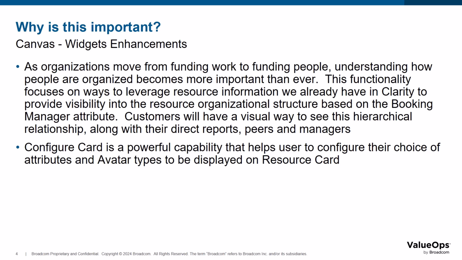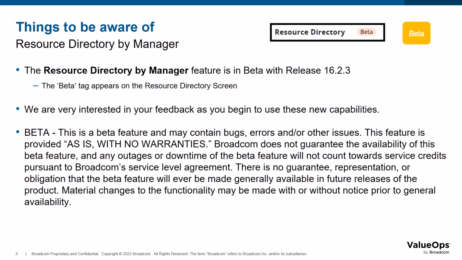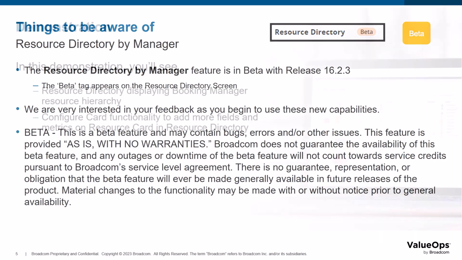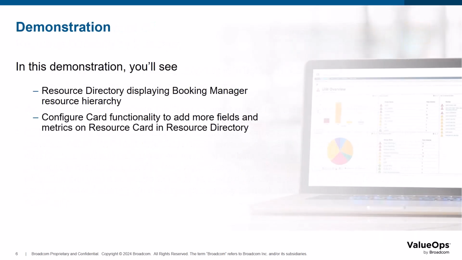Customers will have a visual way to see the hierarchical relationship along with the direct reports, peers and managers. And configure card is a powerful capability that helps users configure their choice of attributes and avatar types to be displayed on the resource card. Please note that the resource directory by booking manager and configure card on resource directory features are in beta with release 16.2.3. In this demo, we will look at the enhancements to resource directory, with resource directory displaying booking manager resource hierarchy and configure card functionality to add more fields and metrics on the resource card in resource directory.